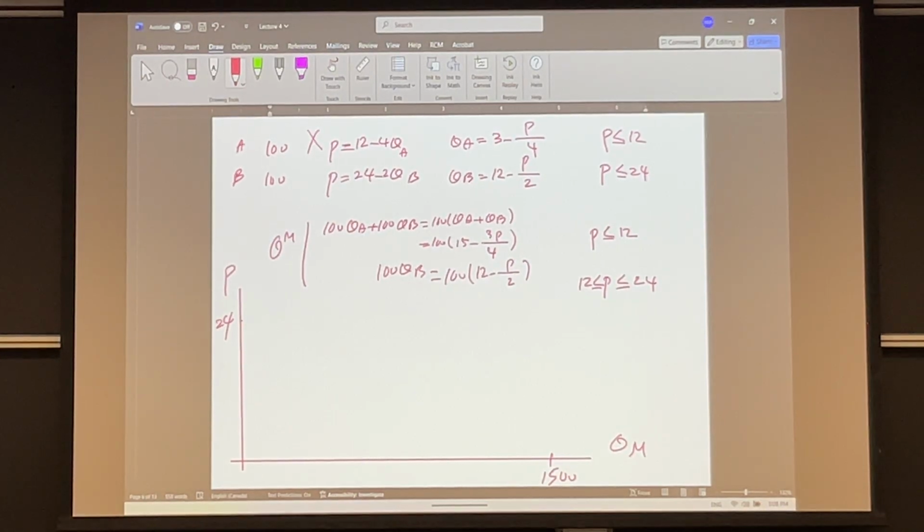The kink is when the price is 12. When the price is 12, which is the intersection of these two lines, what do you get? You can put it in either of these two, you get the same number. This gave me 600, right? That will give me 600 too, right? The 12 is where these two lines intersect, so you should get the same number from both.